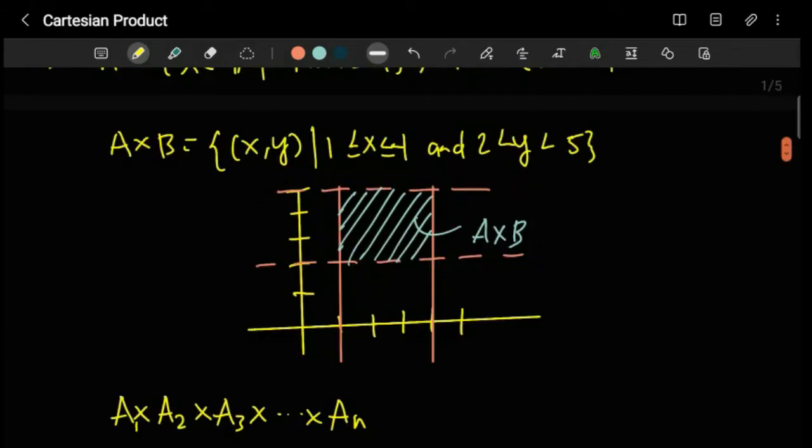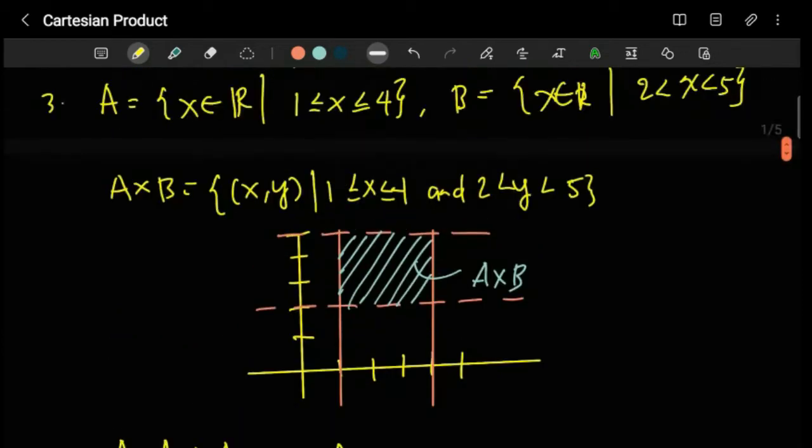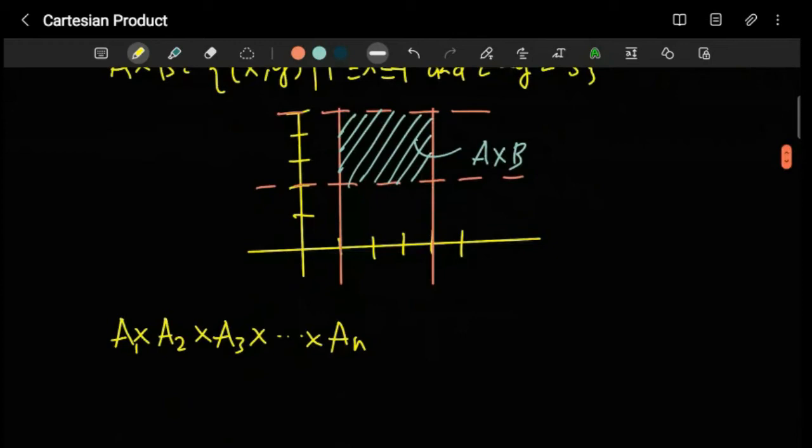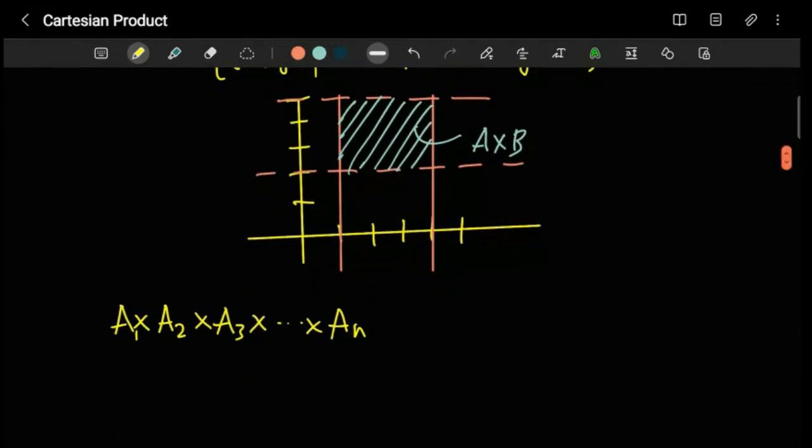So, here we have just two coordinates. For this, we will have n coordinates. So the first coordinate will come from the first set, the second coordinate will come from the second set, and so on. The nth coordinate will come from the nth set. All possible combinations of those n-tuples. For convenience, we simply write this as the product.